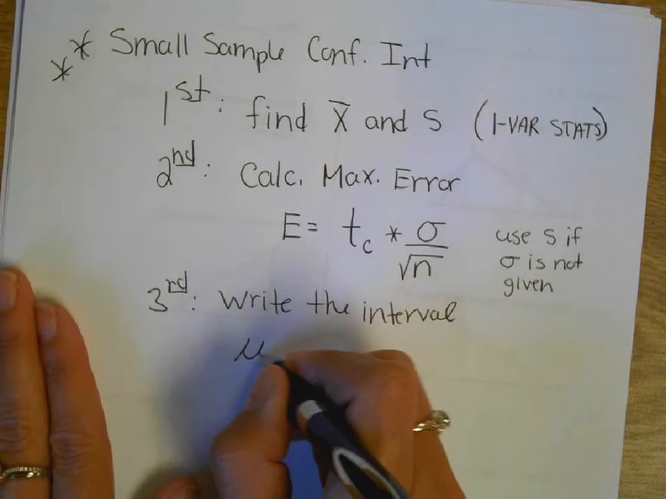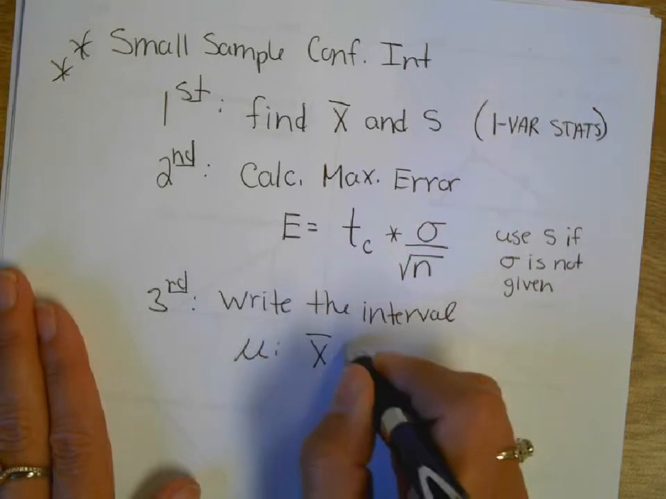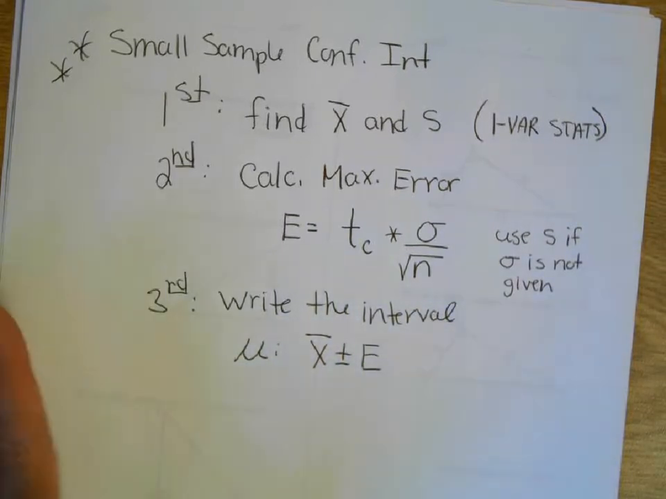And the population mean is going to be the sample mean plus and minus the max error that you calculated in step 2. Same thing, just different, exactly. Good way to put it. So let's try one example here.